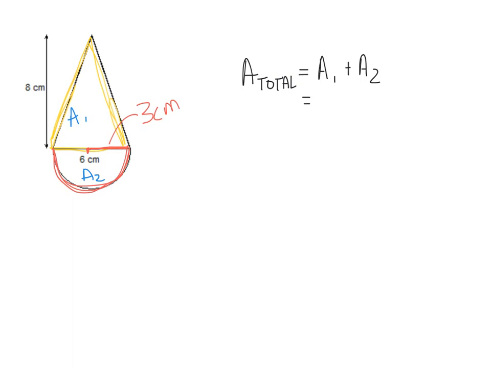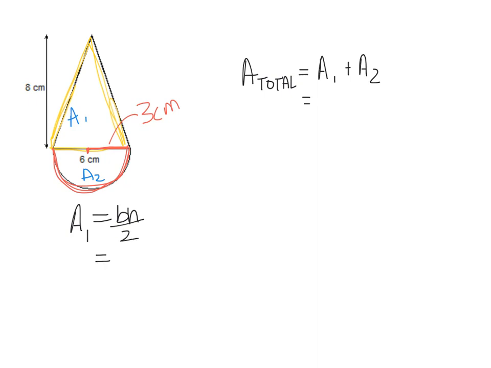And I'll come back to that. Now I'm going to solve area 1. Area 1 is a triangle, so that's base times height. Sorry for the messy writing. I'll try that again. Base times height divided by 2.